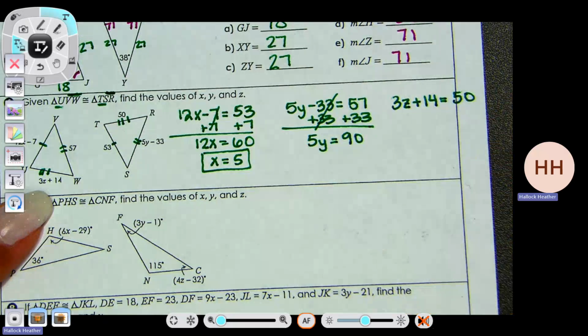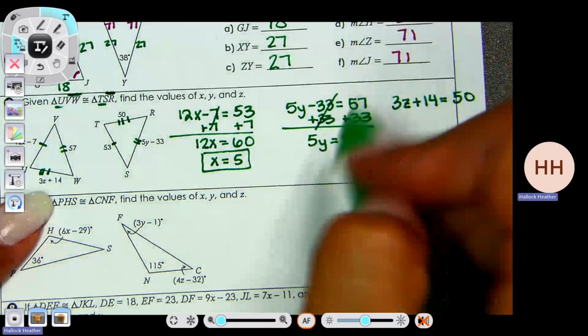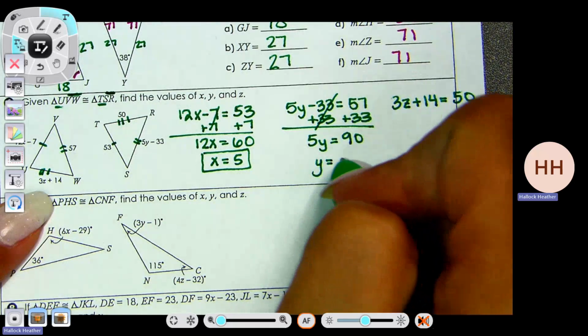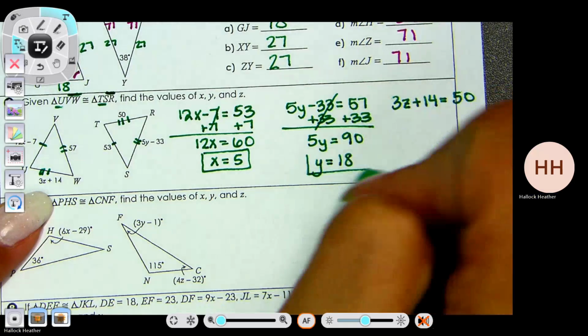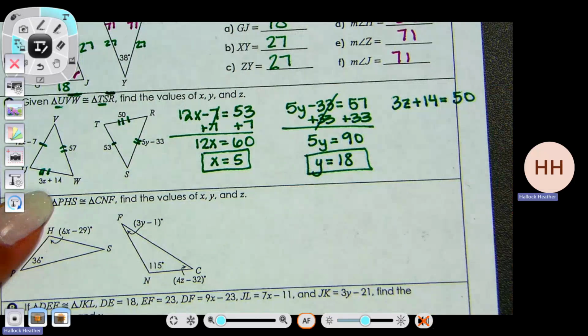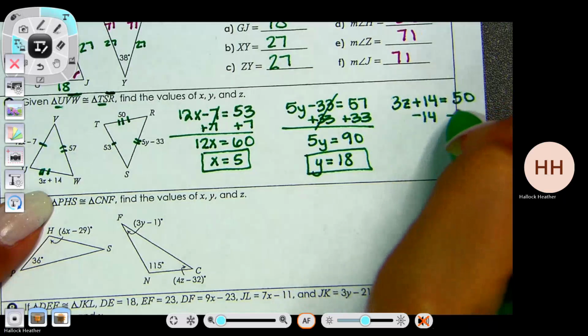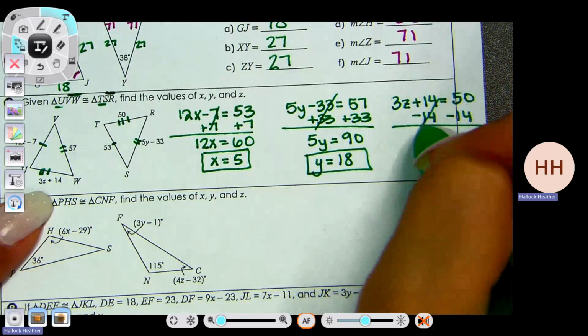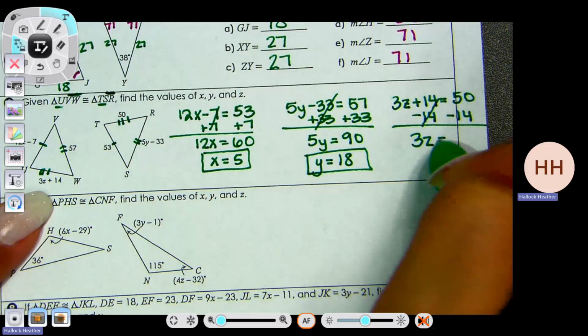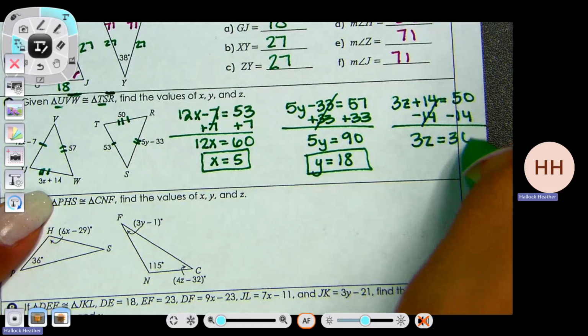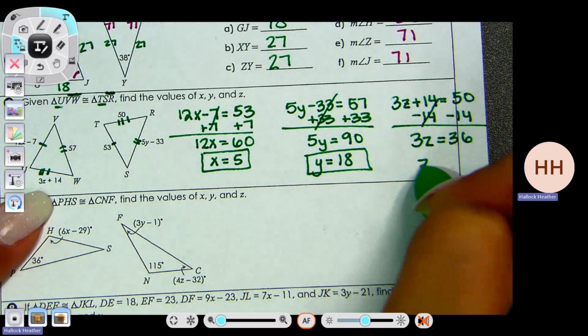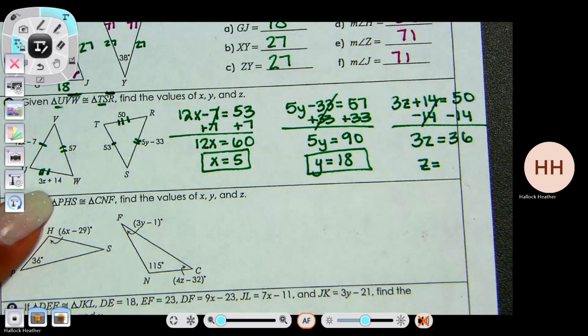Okay, so when you take 90 and you divide by 5, what do you get for Y? 18. For Z, this one I'm going to minus 14 because it says plus 14. So I'm going to minus 14. 50 minus 14 is 36. And then when I divide, what do I get? 12.